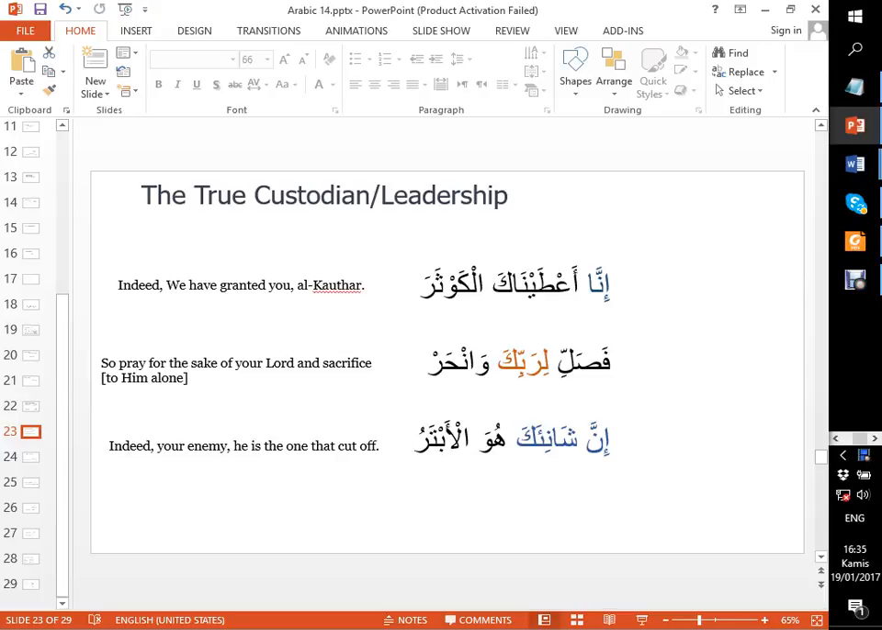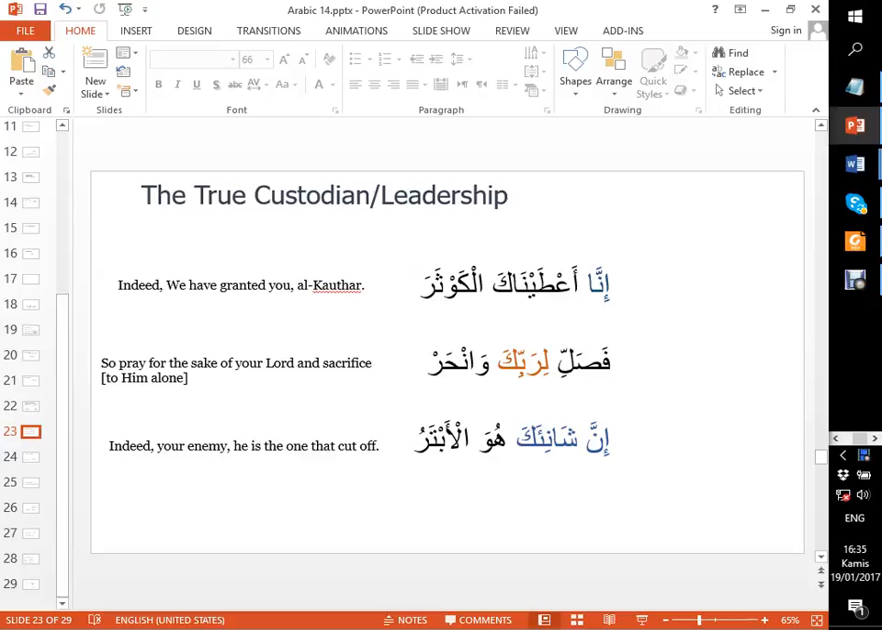You should remember the rules of writing inna. So if you hear inna with the alif at the end, it means indeed we, from nahnu, with the attached pronoun na. Okay, so it means indeed we. So both become inna. Okay, we have granted you al-kawthar.